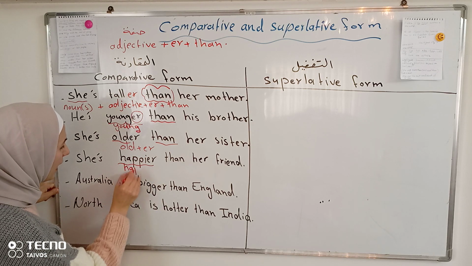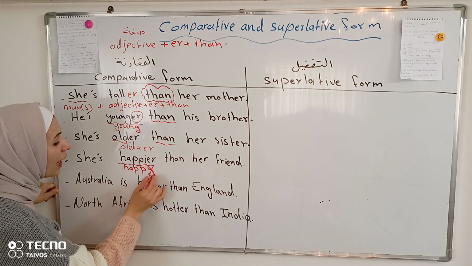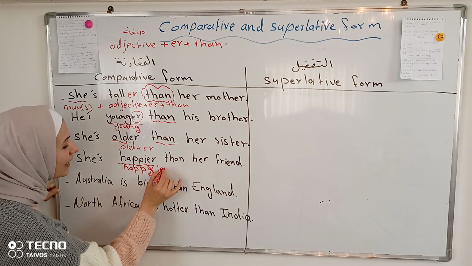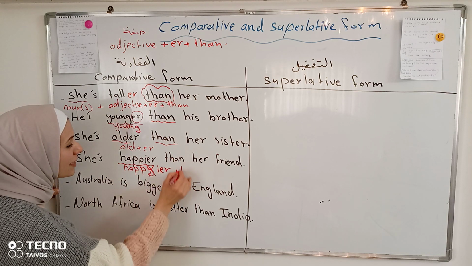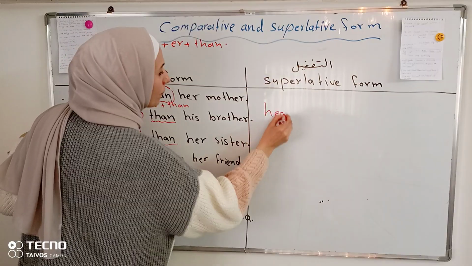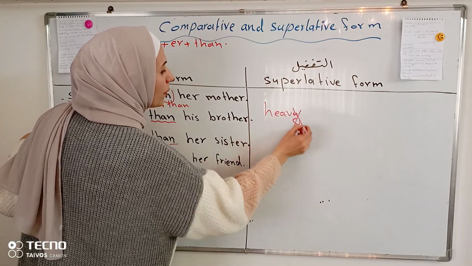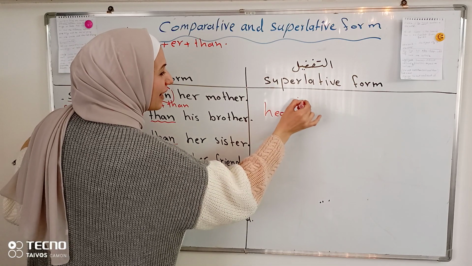Happy ends with y. Drop y and add i er. نحذف الواي واضيف i er plus than. زي كلمة مثلا عندي heavy. تمام. Drop in comparative form, drop y and add i er.